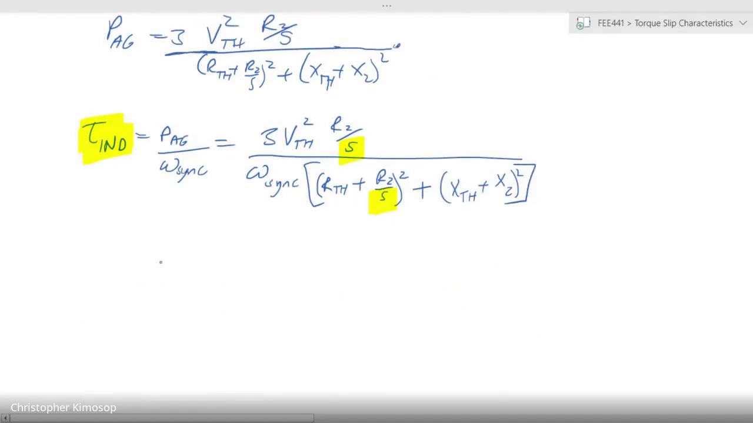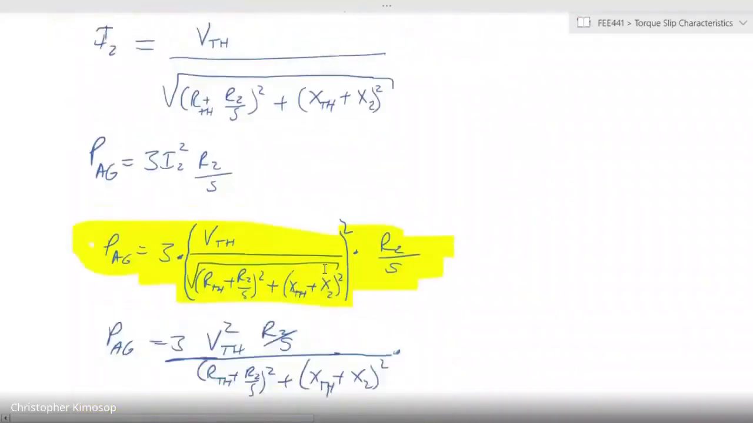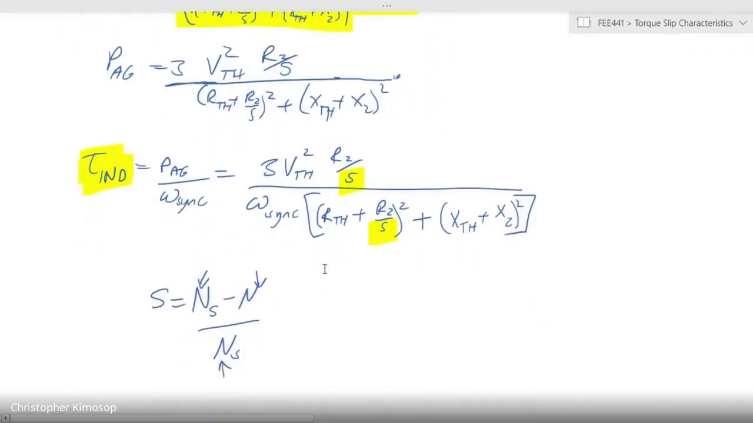Remember that slip is given by ns minus n over ns, okay? So this is fixed, and therefore the only variable is the actual mechanical speed. So slip is a good representation of speed. Now we have said that we have given torque in terms of speed or slip. So what does that mean for us? It means that we can now relate the two together, which was the objective of our class today.